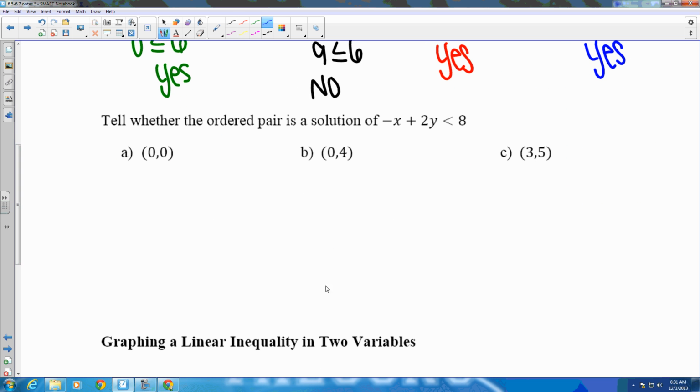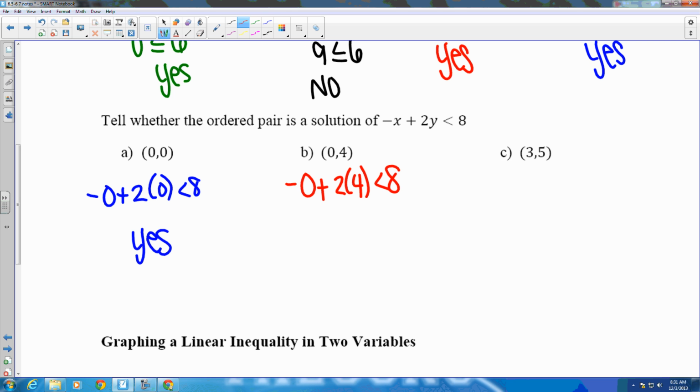Okay, same thing down here. Tell whether it's a solution, put the first number into the x and the second number into the y. Negative 0 plus 2 times 0 is less than 8. Yes. Negative 0 plus 2 times 4, less than 8. Careful on this one. Is 8 less than 8? No.